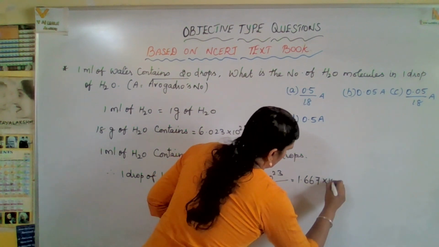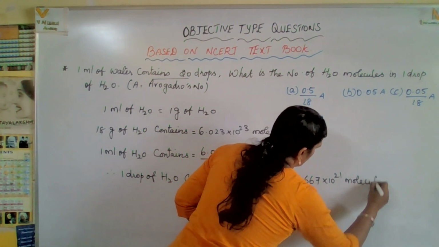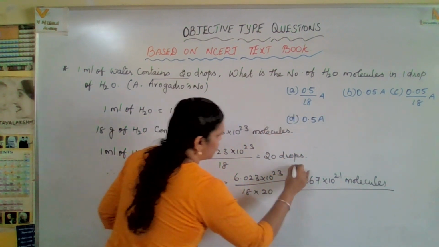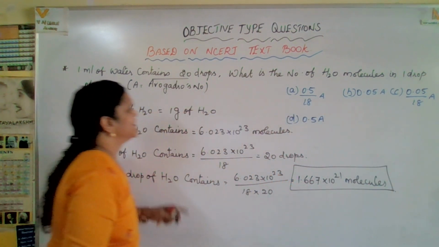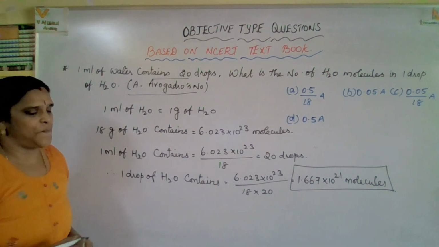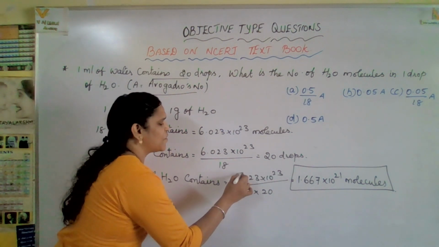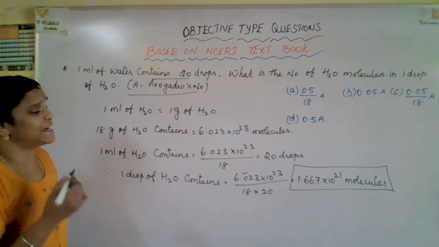1.667 into 10 to the power of 21 molecules. See here, note the point. They mentioned Avogadro number equal to A. So that means here we cannot provide that Avogadro number. We have to mention that as A.